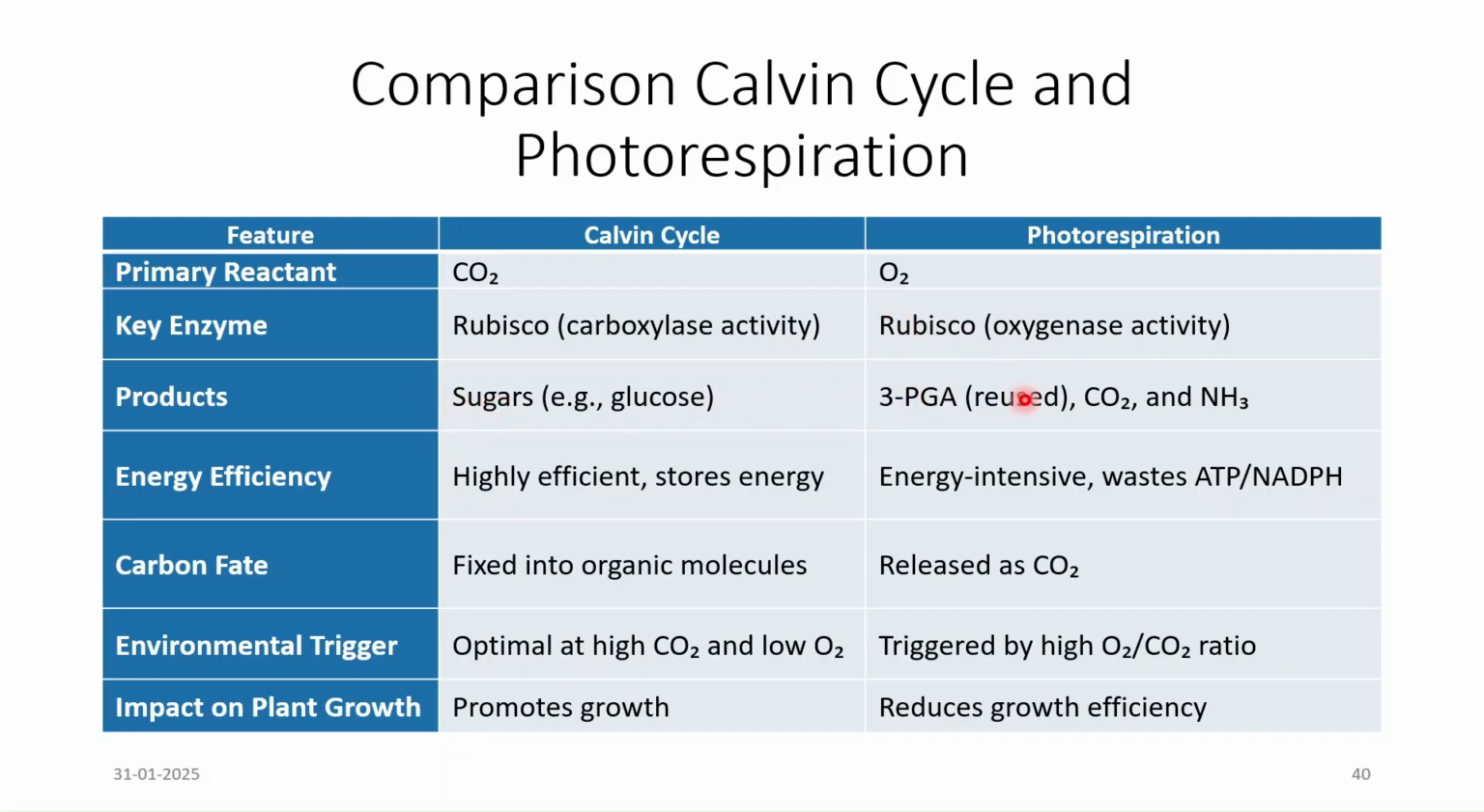Here sugars are formed, but here 3-PGA, carbon dioxide and ammonia are formed. It's a very inefficient process, very energy intensive and wasteful. And the environmental trigger for this is high carbon dioxide and low oxygen. But this process happens when in the environment you find that the amount of oxygen is more than the carbon dioxide. So a high oxygen to carbon dioxide ratio is what is triggering this photorespiration reaction.